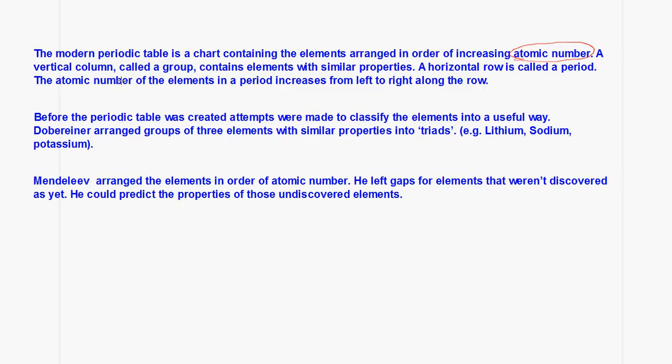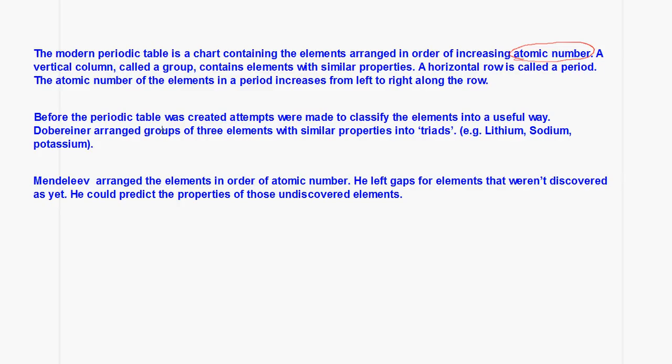A vertical column called a group contains elements with similar properties. So the vertical columns are called groups and they usually have similar chemical properties. A horizontal row is called a period. The atomic number of the elements in a period increases from left to right along the row.